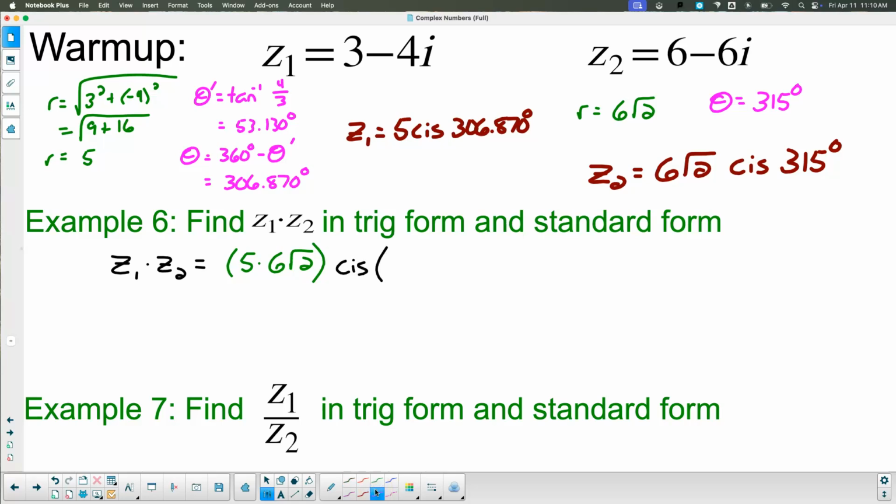Then I add the theta values together. So that's going to be 621.87 degrees. So we got to subtract 360 on that. So I would get here that Z of the product is going to be 30 square roots of 2 times cosine i sine of 261.870.